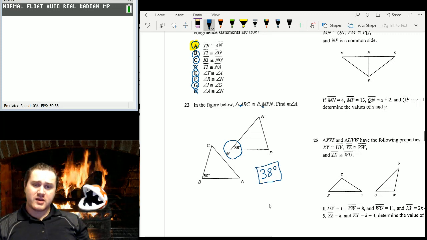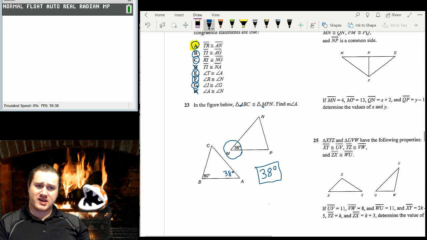Now, if you had to do other things, like if you were finding angle C, what you'd have to do is do 80 plus 38 and then subtract from 180, because again, triangles add up to 180 degrees. But it's just a matter of what you're given and what you're looking for.